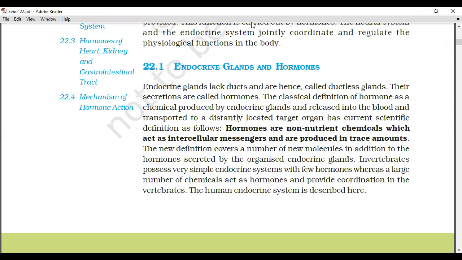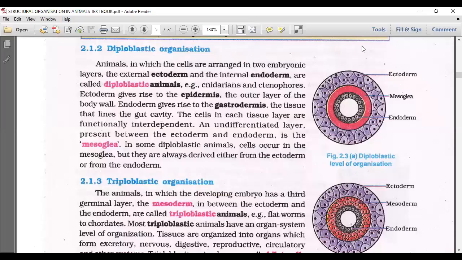Okay, so let me go back to the chapter again. Let's start the diploblastic organization. In case of diploblastic organization, we said already there are two germ layers present. Let me read here. Animals in which the cells are arranged with two embryonic layers, one is external ectoderm and internal endoderm, which we call diploblastic animals. Example, phylum Cnidaria and phylum Ctenophora. Cnidarians and ctenophores exhibit this particular phenomenon.